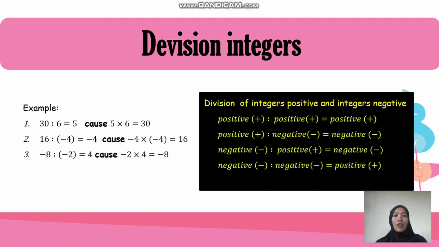Next, division of positive and negative integers. Positive over positive is equal to positive, positive over negative is equal to negative, negative over positive is equal to negative, and negative over negative is equal to positive.